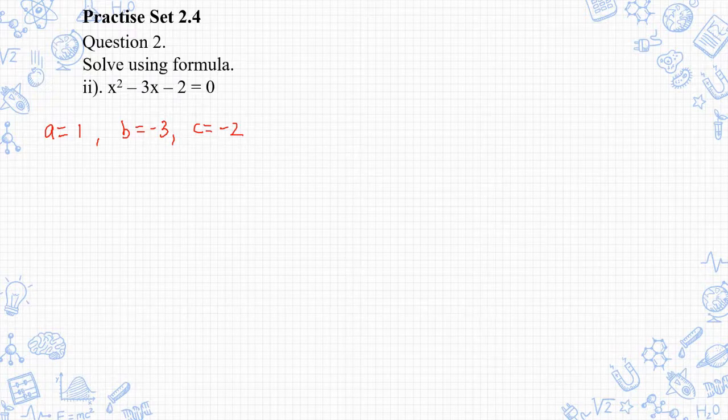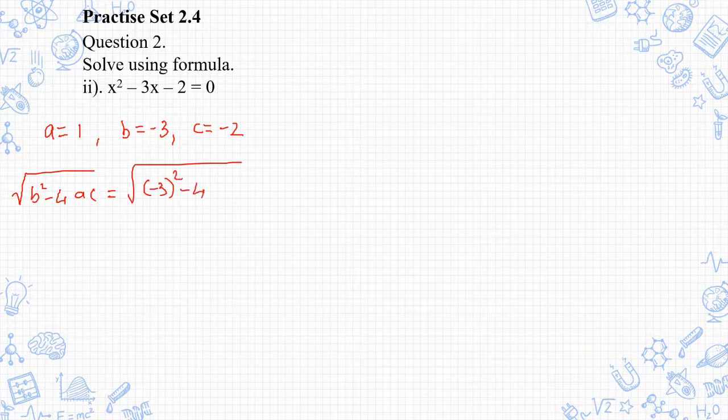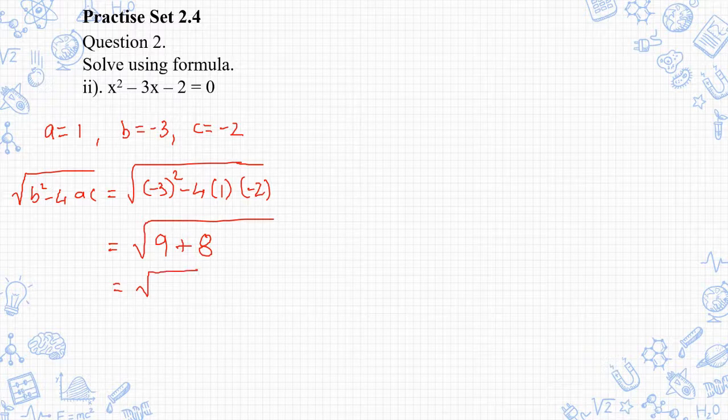Now you find out the value of b square minus 4ac. So in this case, b square is minus 3 square minus 4 into a is 1 and c is minus 2. So minus 3 square is 9, and this minus and this minus of minus 2 will give you plus, and 4 into 2 is 8. So under root of 9 plus 8. So 9 plus 8 will give you 17. So the 17 we will keep as it is, and now we will use the formula.